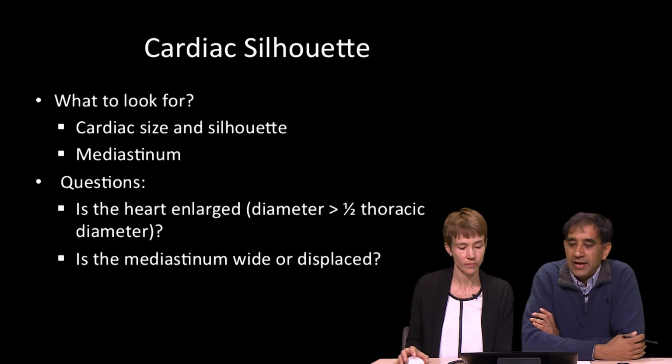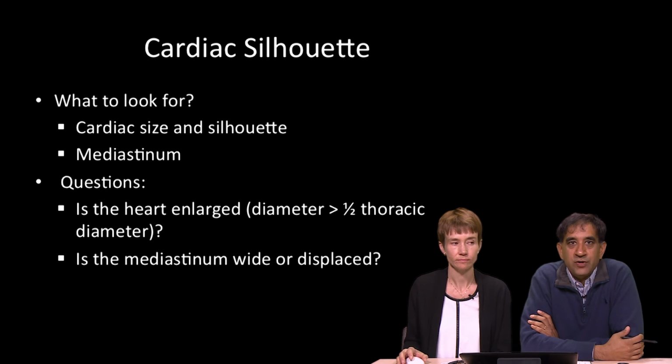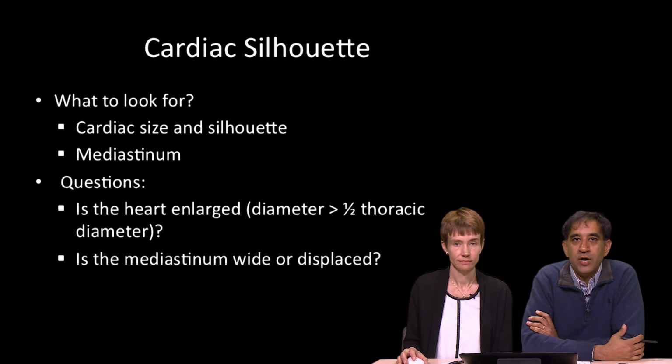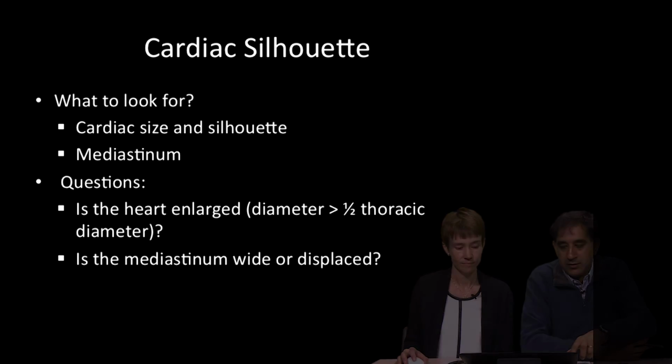The next step in our ABCs of chest X-ray evaluation is to look at the cardiac silhouette and the mediastinum. And what are we looking for? We're going to look at the size of the heart, as well as specifically looking at the silhouette of the heart, and then move upwards towards the mediastinum with the following clinical questions. Is the heart enlarged, meaning is the diameter greater than half the thoracic diameter? Or is the mediastinum widened or displaced?